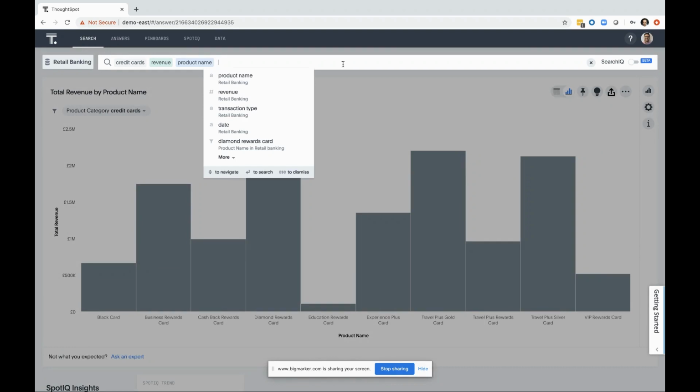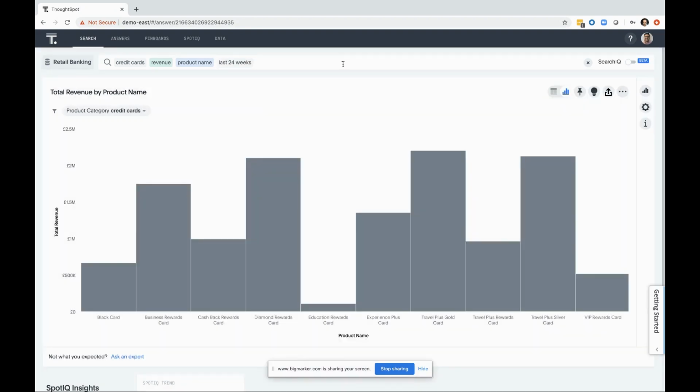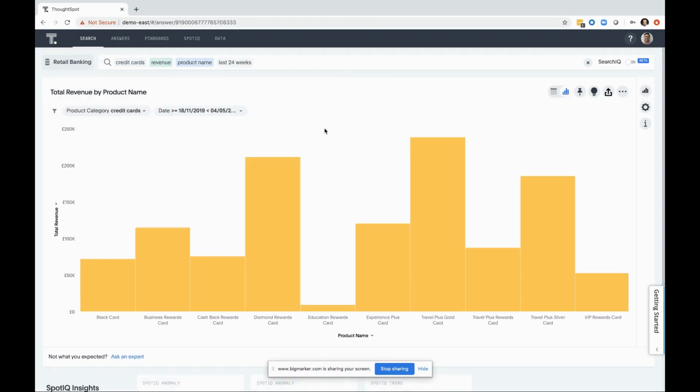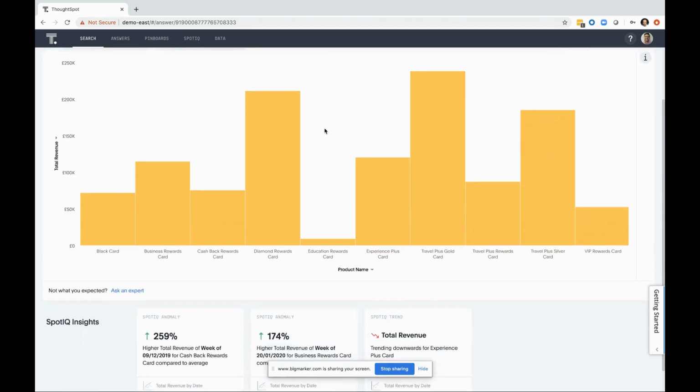So there's quite a lot of data points here. I can be very specific. I might want to see only the last 24 weeks of the data. These questions were never asked before, but I can base it on today's situation.